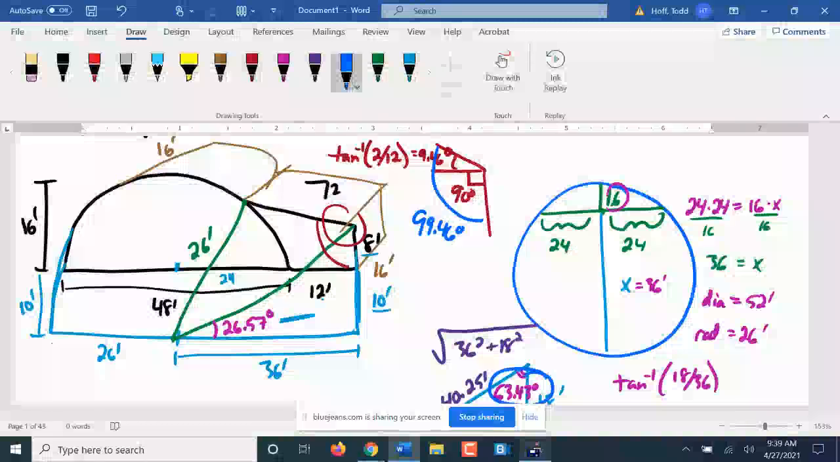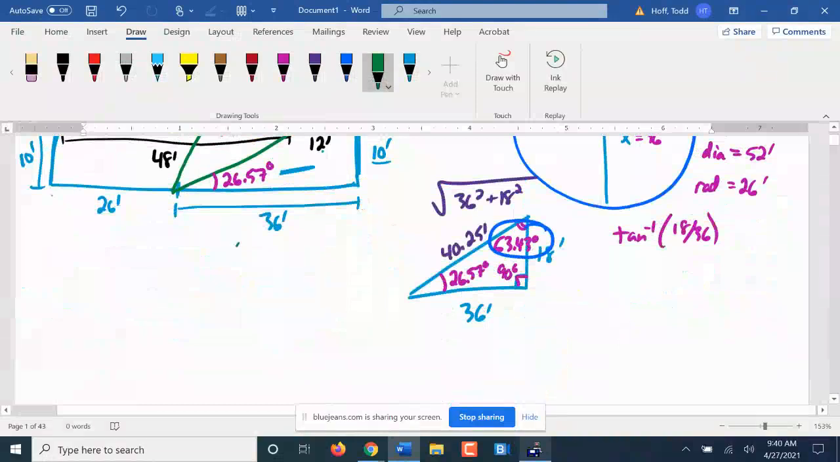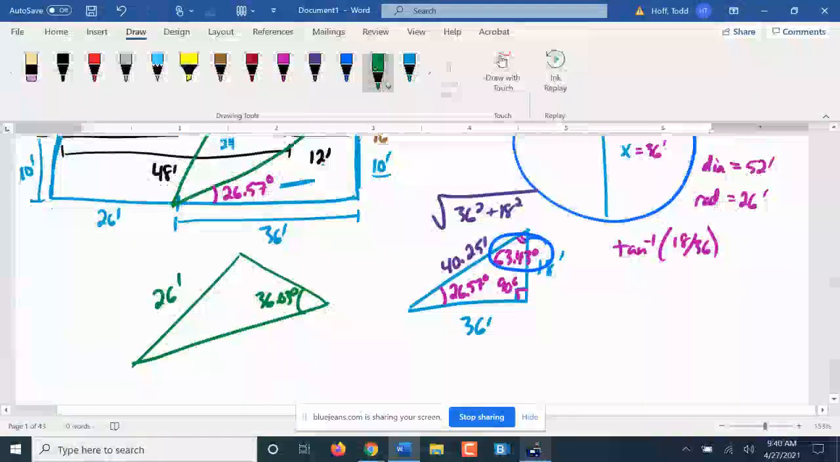That means that this part of the angle up here is, what does that come out to be? 36.03 degrees. So now let's look at that triangle in green. We know this is 26 feet. This angle here was 36.03 degrees. And this side down here was 40.25 feet.